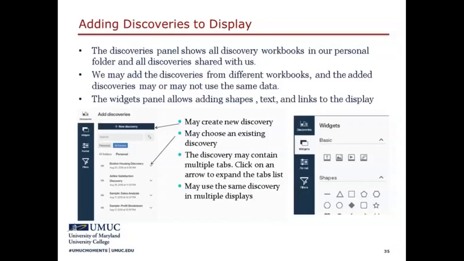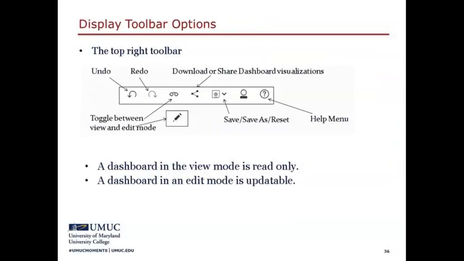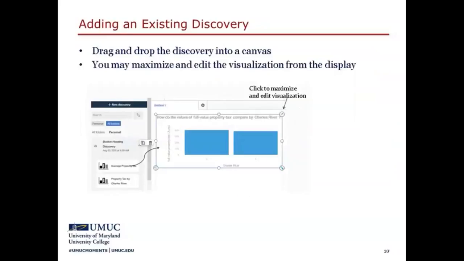We did that, right? And you can add the discovery, and you'll see the list of discoveries that you can access. And discovery is multi-tab. You have to click on the arrow to list the tabs, and you're going to drag and drop one tab at a time. And this is just showing me the toolbar options. It's just showing you how to add the discovery, basically what we've talked about, right?